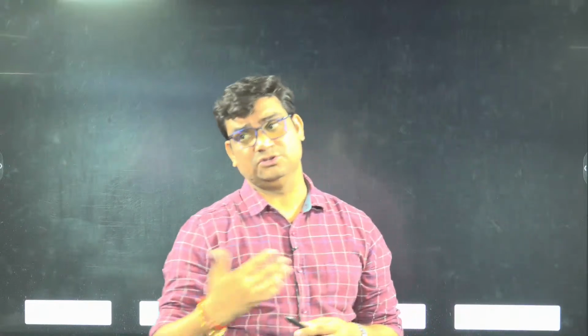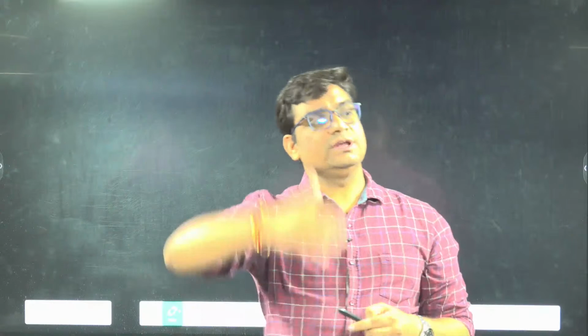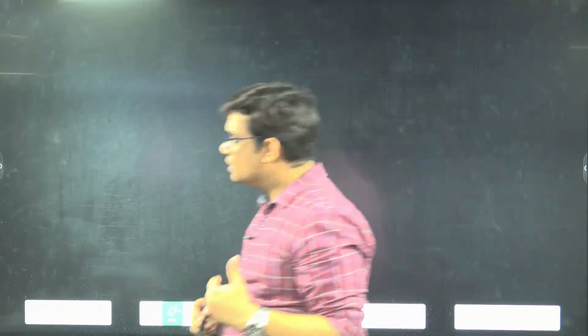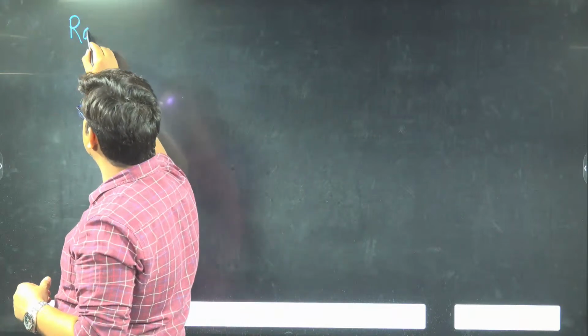What are the systematic errors? What are the instrumental errors? What are the human errors? Zero error I will tell later on, I will tell what is the meaning of zero error. So now one more thing comes, that is the random error.